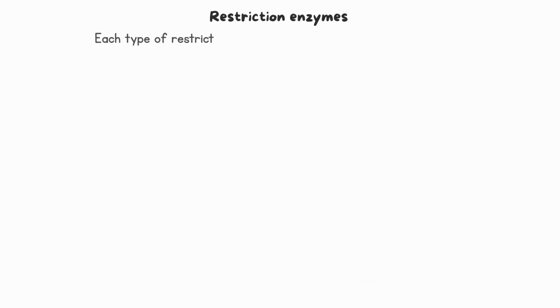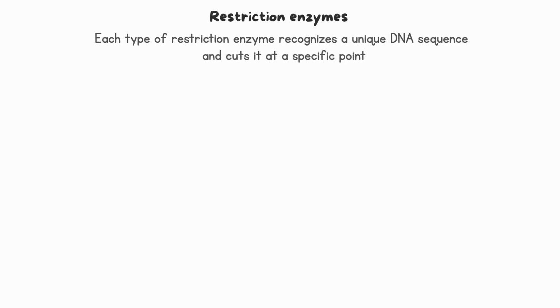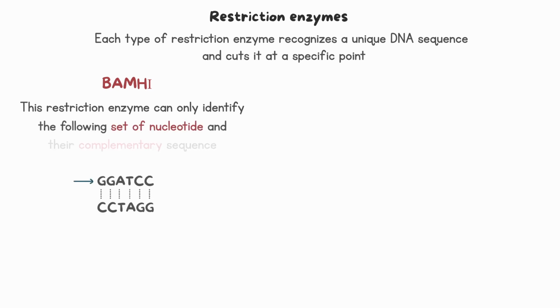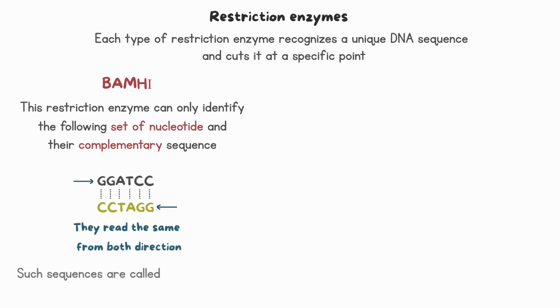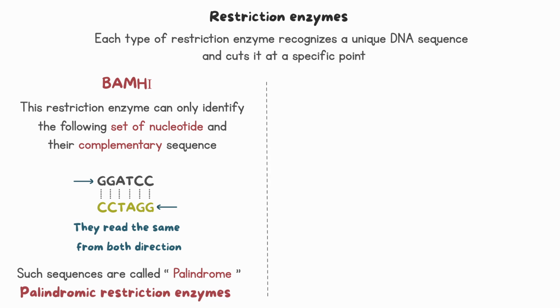Each type of restriction enzyme recognizes a unique DNA sequence and cuts it at a specific point. For example, the enzyme BamHI. This restriction enzyme can only identify the following set of nucleotides and their complementary sequence, as they read the same from both directions. Such sequences are called palindromic, and the enzymes are called palindromic restriction enzymes.